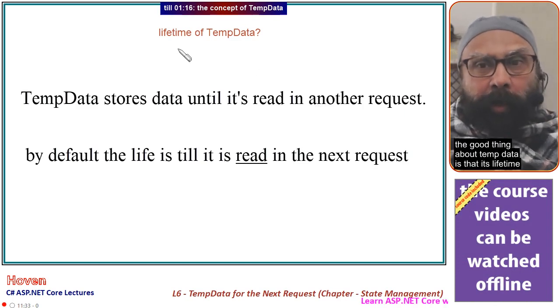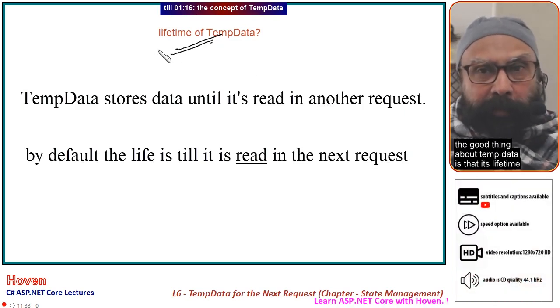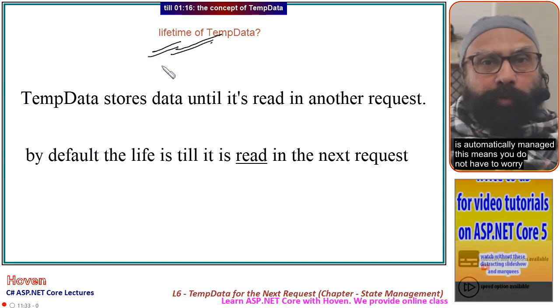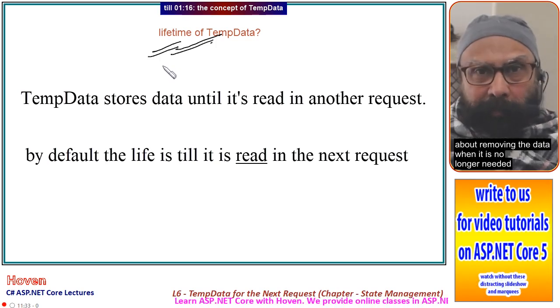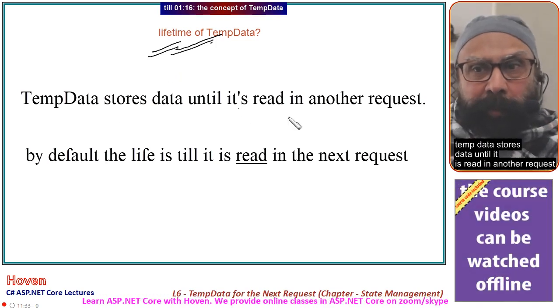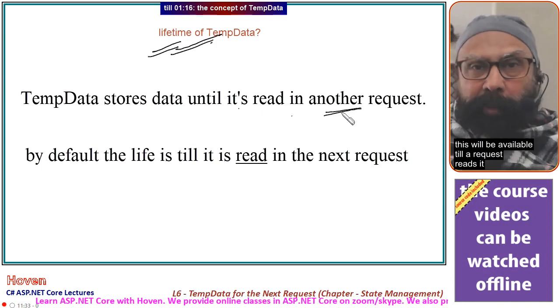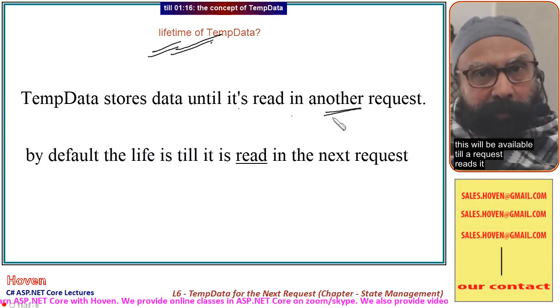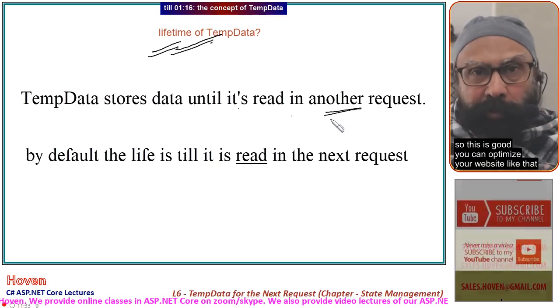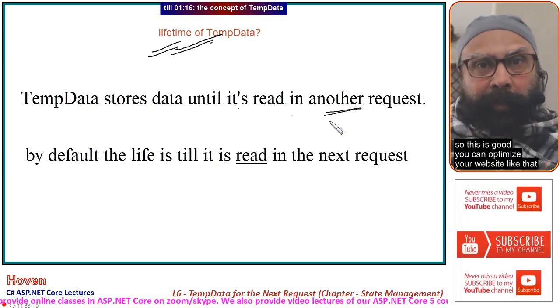The good thing about TempData is that its lifetime is automatically managed. This means you do not have to worry about removing the data when it is no longer needed. TempData stores data until it is read in another request. This will be available till a request reads it. Once you have read it, then it will be discarded. So this is good. You can optimize your website like that.